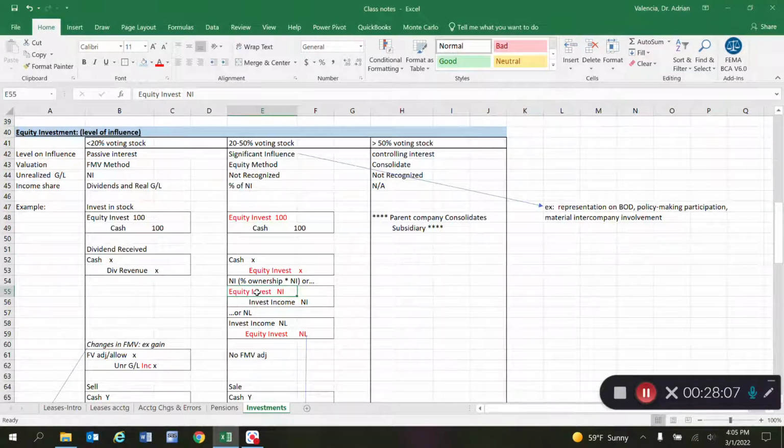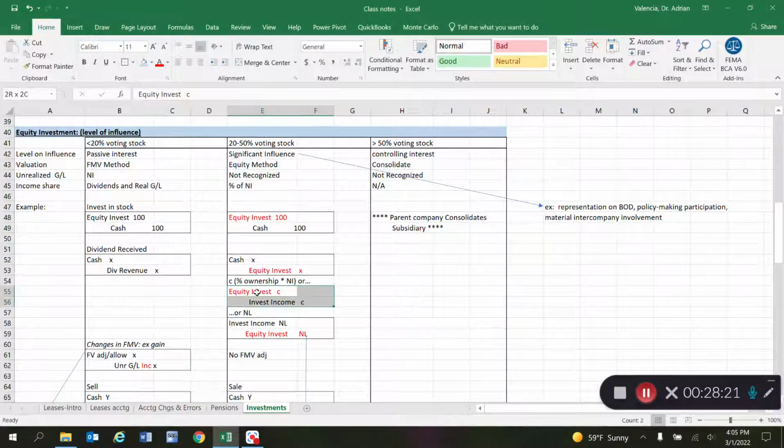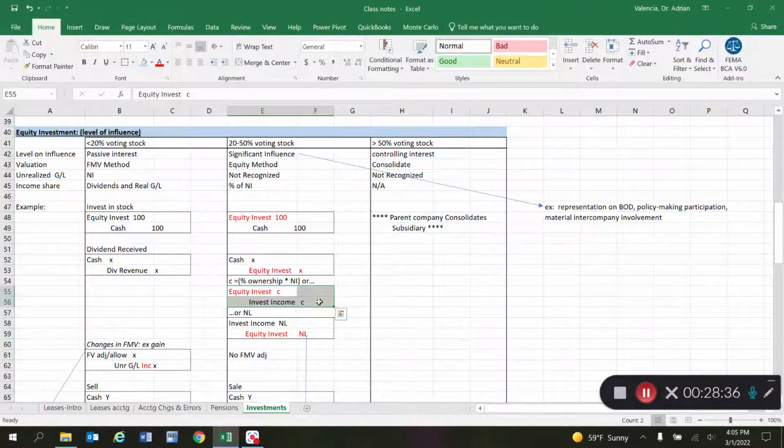Let me make this a little bit more clear. Let's call this C instead of net income, because it might be misleading to think that you're recognizing the whole net income of the company you're investing in. No, it's a percentage of the net income of that other company. So when you recognize that portion of the income of the company that you have significant influence on, your equity investment goes up and you recognize some income.